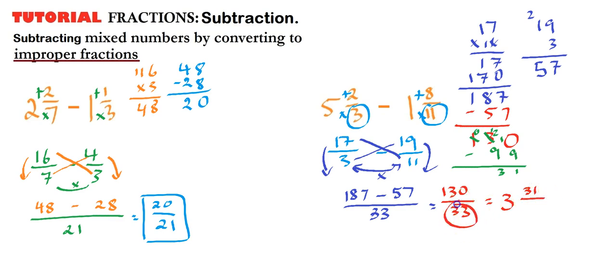And the denominator is 33. So this is my final answer. 3 and 31 over 33.